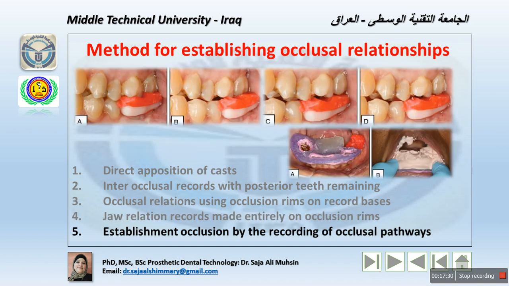Now, the last method is establishing occlusion by the recording of occlusal pathways. This method is a registration of occlusal pathways and the use of the occluding template rather than a cast of the opposing arch. In this way, many movements are taken for the mandible to make sure that the registration is perfect with occlusal pathways.